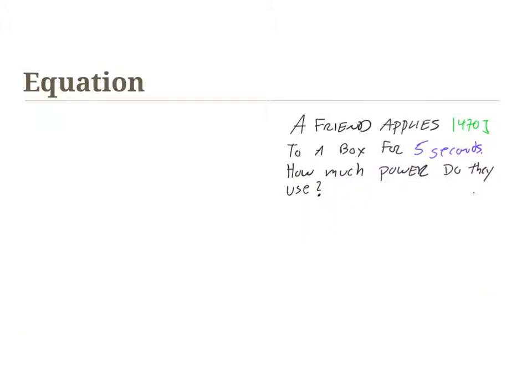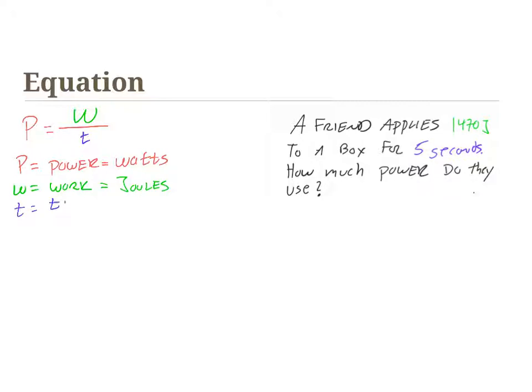So there is an equation, and the equation for power is P equals W over T, where P is power, and that's measured in watts. W, as we talked about in the second unit from the first semester, is work, and work is measured in joules. And then lastly, T is time, and that is measured in seconds.